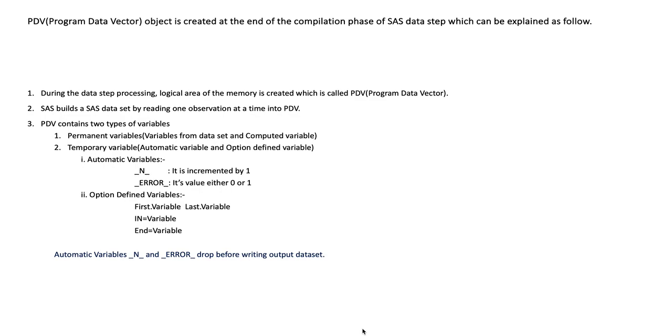Option-defined variables. These are FIRST dot variable, LAST dot variable, and IN equals variable. An important point is that the automatic variables underscore N underscore and underscore ERROR underscore are dropped before writing the output dataset. That's all about question number 9. Thank you.